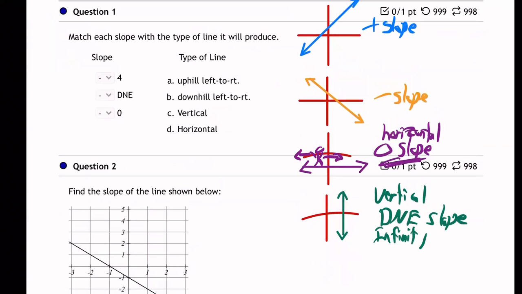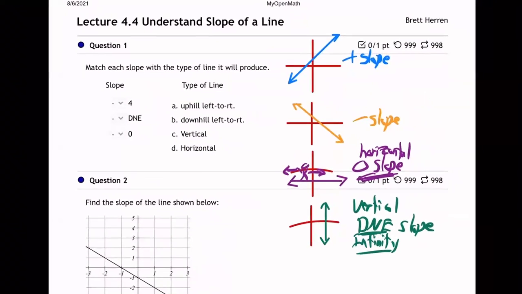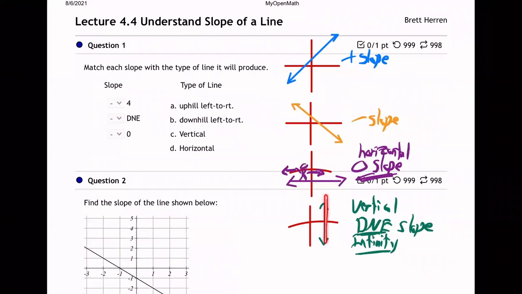And why we say DNE is because it's not an actual number. Infinity is not a number. You could say, well, it's 10 million. Well, that's not even big enough. It's actually infinity. But we can't say infinity. So we just say it does not exist, meaning there's no actual number. So if you have a perfectly vertical line, it's so darn steep that you can't even give it a number. It's actually infinity. So you say does not exist. Where if it's flat, that's just 0 slope.